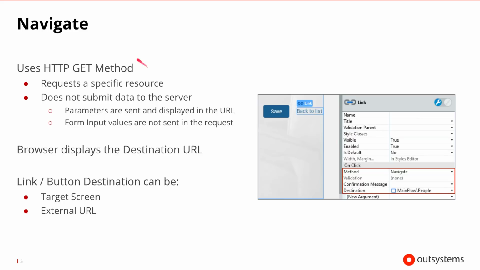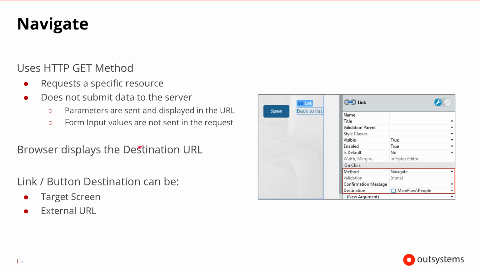So when we looked at the method, there can be either navigation or there can be submits. The navigate method uses the HTTP GET method. That's one of the HTTP request response options inside of a communication with the server. And a GET just requests a specific resource. It is not submitting any extra data to the server. So any parameters that might be available would be sent in the URL for the screen that we're trying to navigate to, and anything that might be in the form, like input variables or anything else, are not sent.